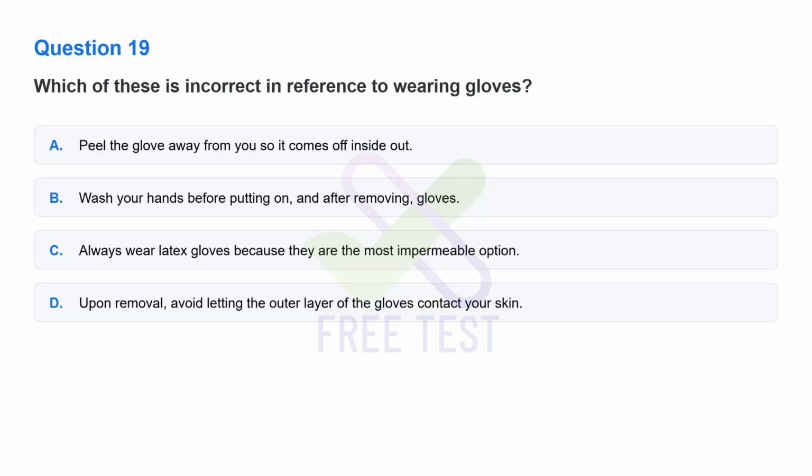Which of these is incorrect in reference to wearing gloves? A. Peel the glove away from you so it comes off inside out. B. Wash your hands before putting on, and after removing, gloves. C. Always wear latex gloves because they are the most impermeable option. D. Upon removal, avoid letting the outer layer of the gloves contact your skin.